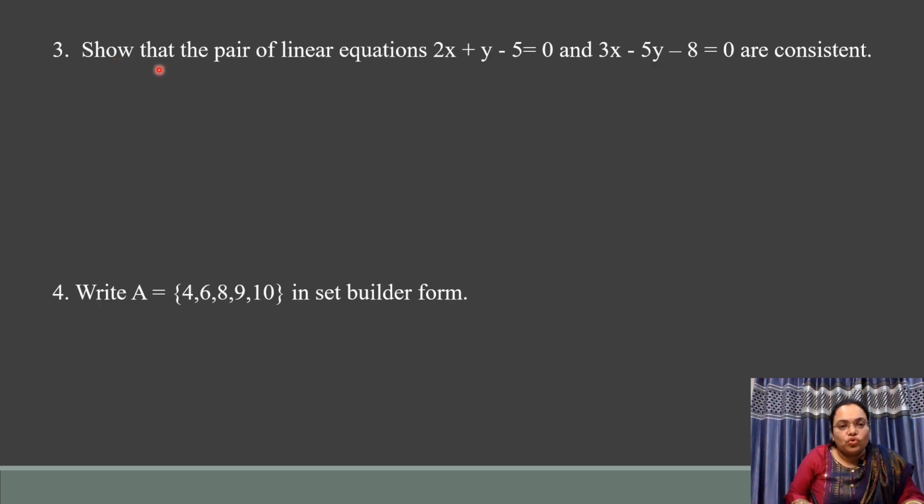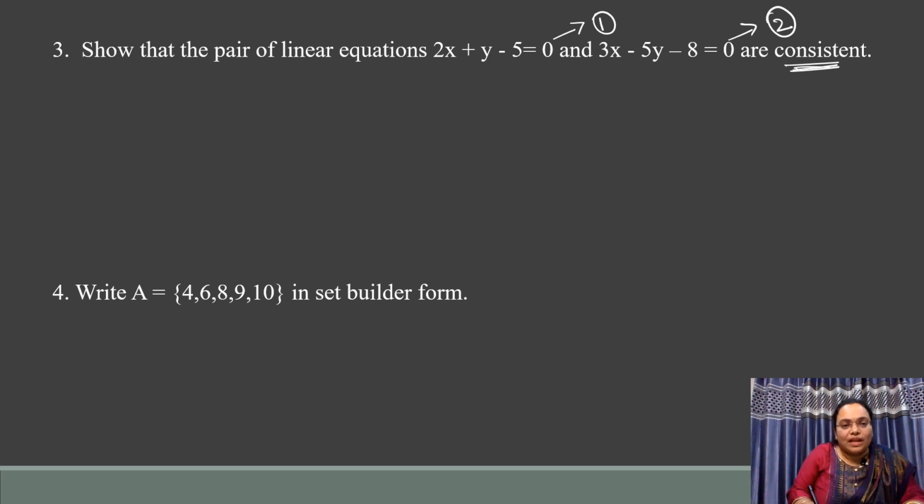Third one is, show that the pair of linear equations 2x plus y minus 5 is equal to 0 and 3x minus 5y minus 8 is equal to 0 are consistent. We are taking this as equation 1 and this one as equation 2. So what is the condition for consistency? If it has to be consistent, it should have at least one solution. Which lines have at least one solution? Intersecting lines have at least one solution.